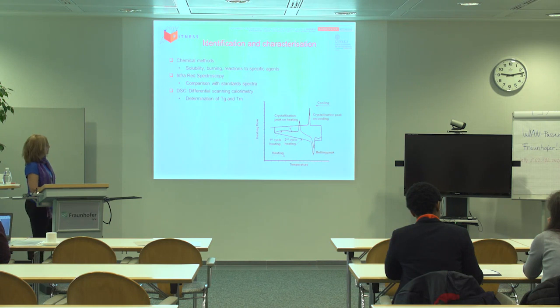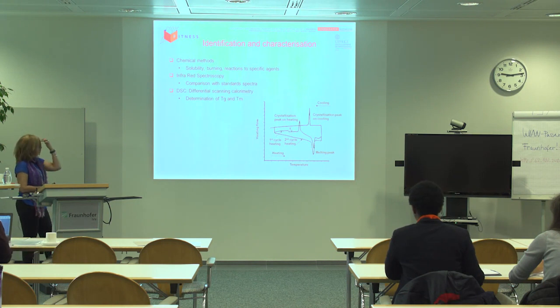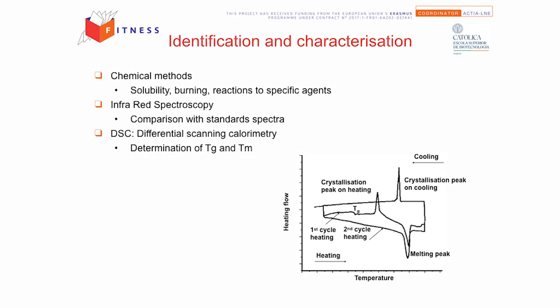They don't need any equipment, just experience, and industry often uses them, for example, to check if the polypropylene has a PVDC coating. Then we have methods that use specific equipment, and you know infrared spectroscopy is very, very widely used, and we need to have the standard spectra to compare. So we need to have some kind of library of materials to compare with.